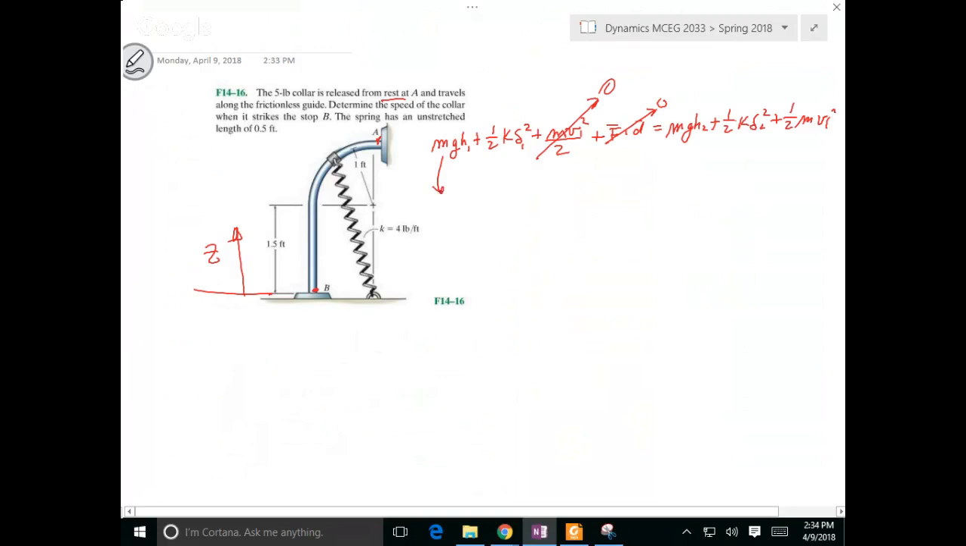And so MGH is the 5 pound collar. That's MG, MG is equal to 5 pounds. The H, 1.5 and then 1, what is that? 2.5. So that's the potential energy of this thing sitting up at A.